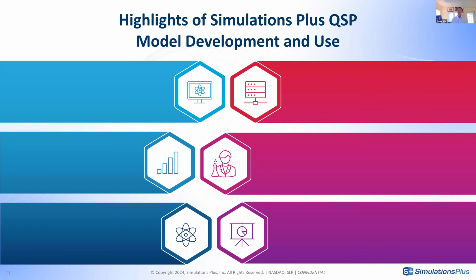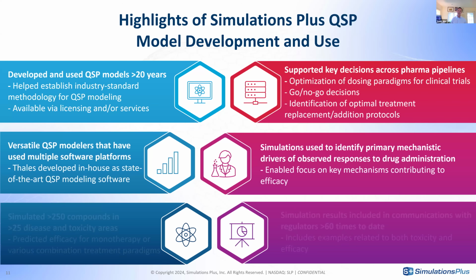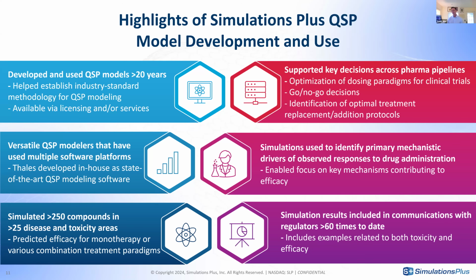Over the years, deploying our QSP practice across the entirety of the organization, we've had a lot of highlights and key successes, and this slide describes many of them. There are 2 that I would like to call out. Number 1, many of our simulations and predictions have really supported internal key decisions across pharma pipelines, whether it's identifying a dose, supporting go/no-go decisions, or retiring a program. These are really important decisions, and the more information you have, the more we can help with those simulations in addition to additional in-house information.